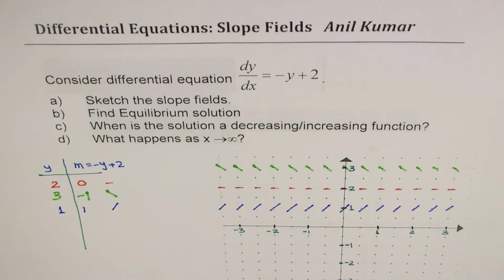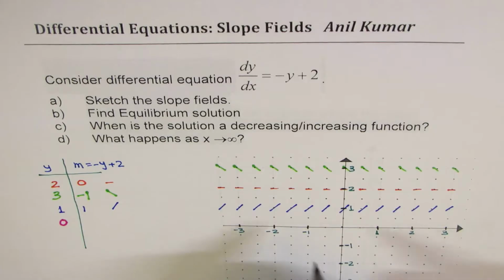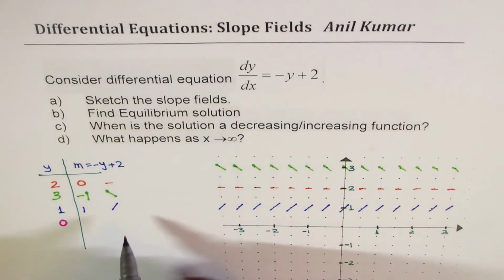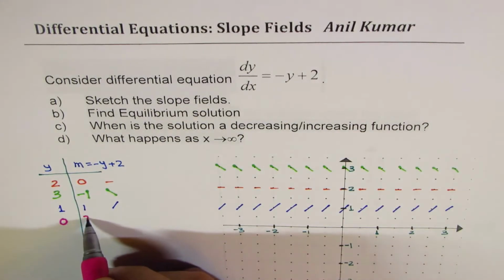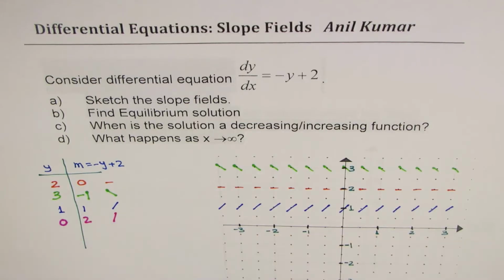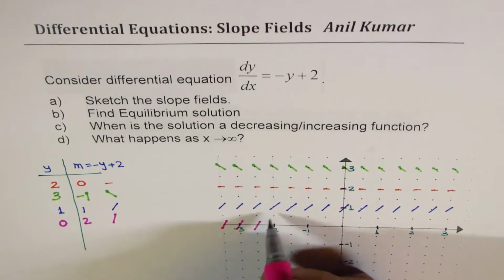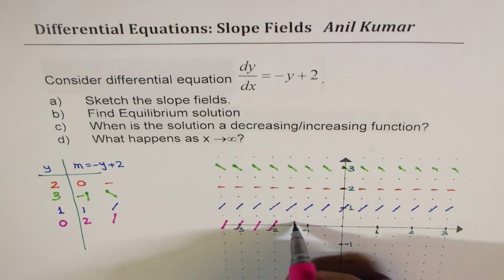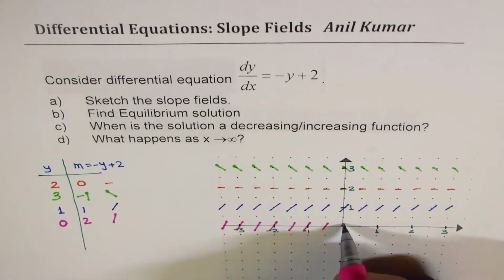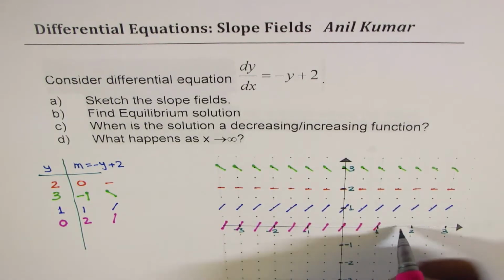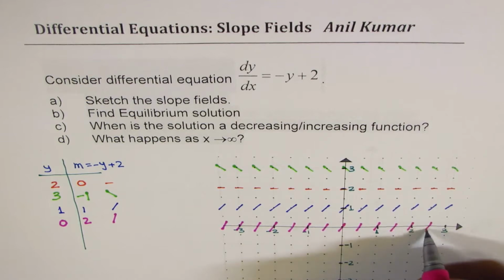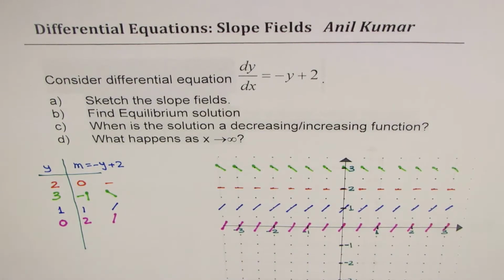Now if y value is 0, then what? If y value is 0, the slope is 2. 2 is steeper than 1. So I'll make a line which is kind of like this, right? So all along the x-axis, the slope is going to be steeper than what we had drawn earlier, right? So that's how it is. All along the x-axis, these are parallel short segments with slope of 2.